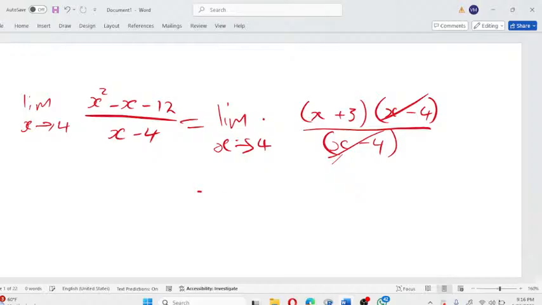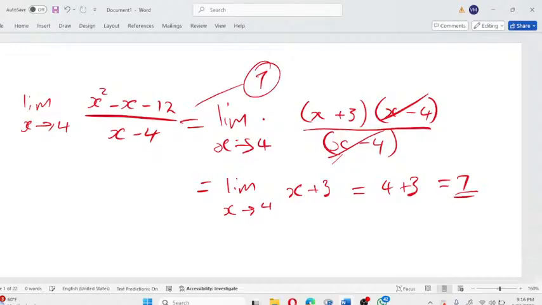So our answer is the limit as x approaches 4 of x plus 3. So we can do the direct substitution. It's going to be 4 plus 3, which is 7. So our limit is 7.